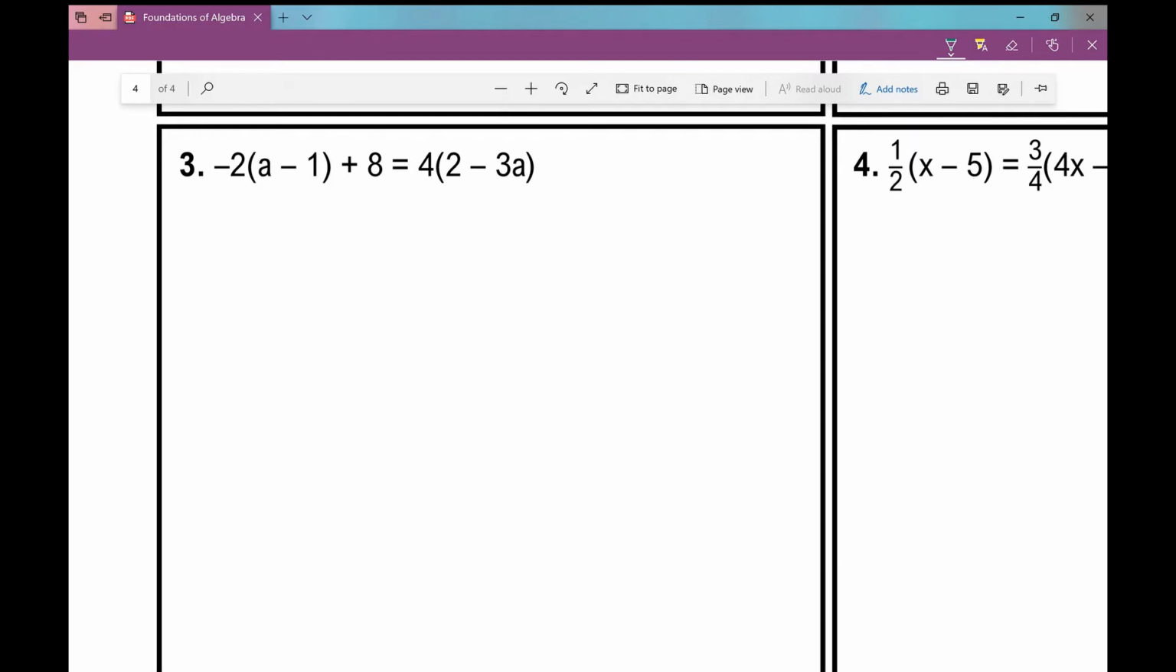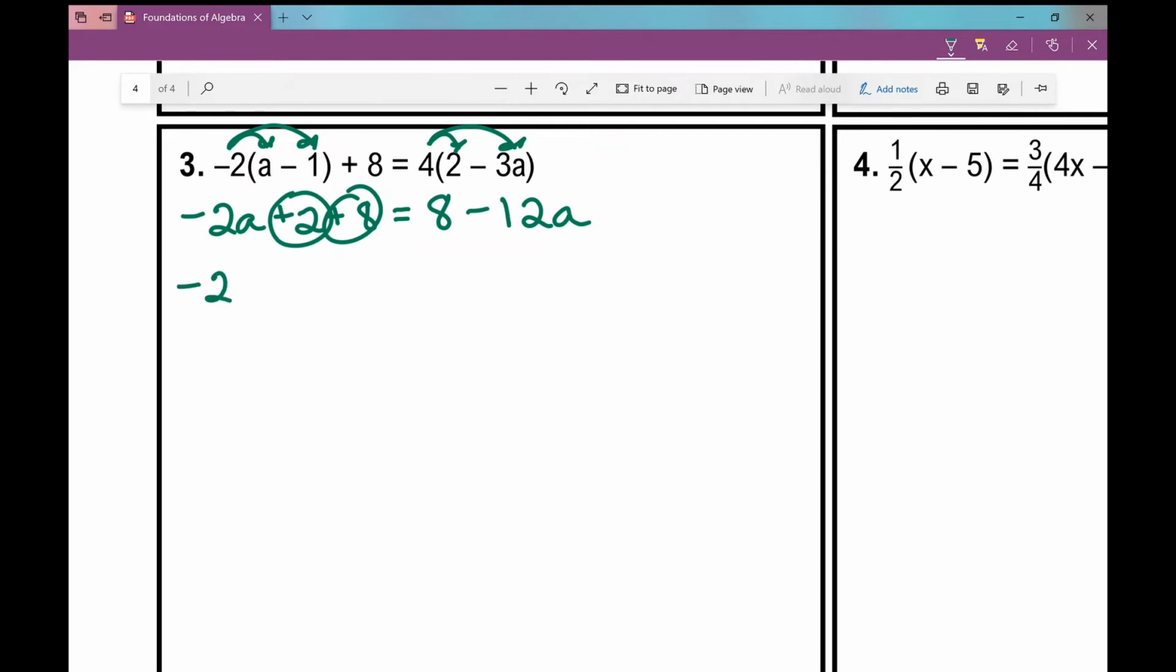Number 3 is our first example where we have a variable on both sides of the equal sign. So let's do what that step 1 says and simplify both sides of the equal sign. I'm going to distribute this negative 2. And I get negative 2a plus 2 plus 8 equals, and I'm going to distribute this positive 4. And I get 8 minus 12a. And now let's simplify. On the left side of my equal sign, I still have some like terms that I need to simplify.